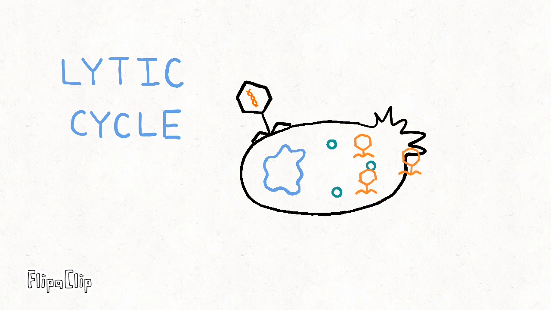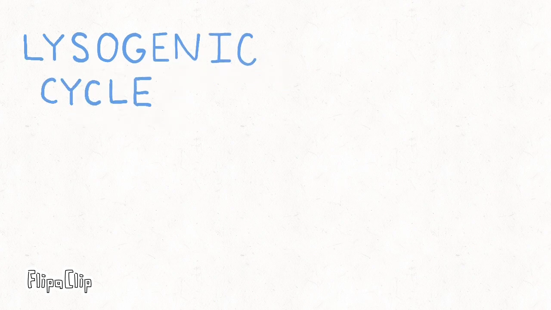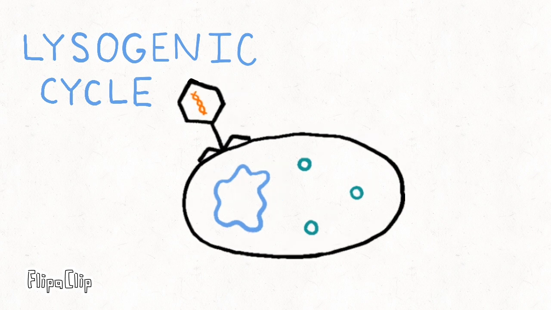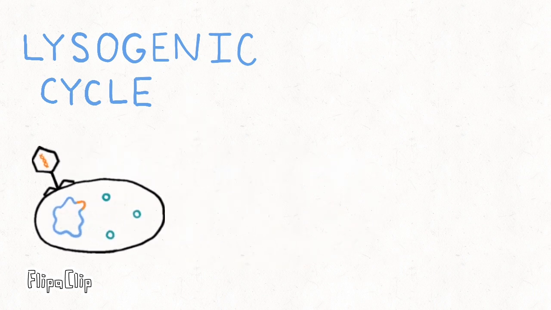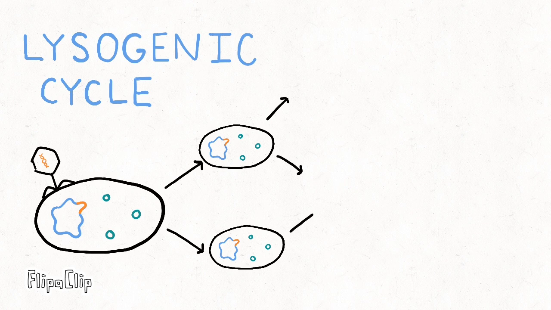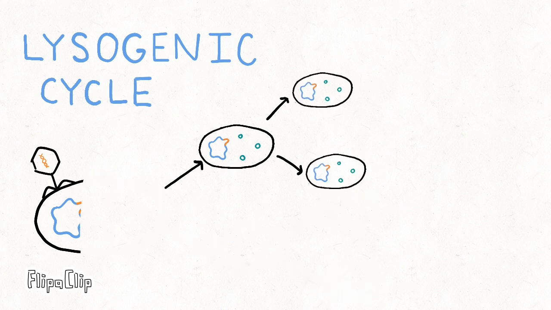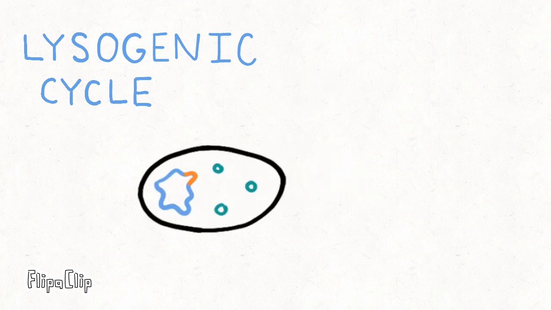Now let's rewind this to talk about the other cycle that viruses could follow. This is the lysogenic cycle. Again, the bacteriophage will dock onto a host cell and it will inject its DNA into the host cell. Except this time, the viral DNA will incorporate into the host DNA, as seen with the blue and the orange. The new viral DNA is very sneaky, and it can hide in the host genome for generations. The host cell will continue to reproduce as normal until something happens that causes a dramatic shift.